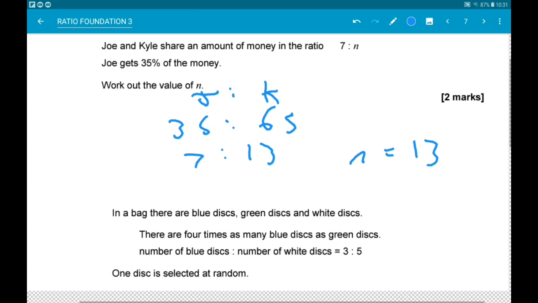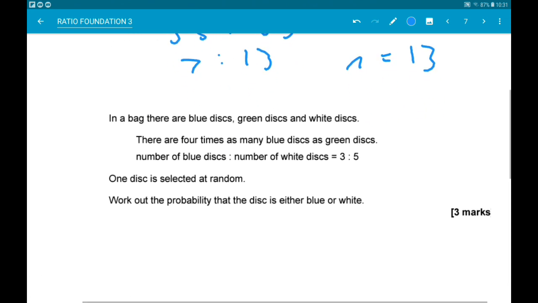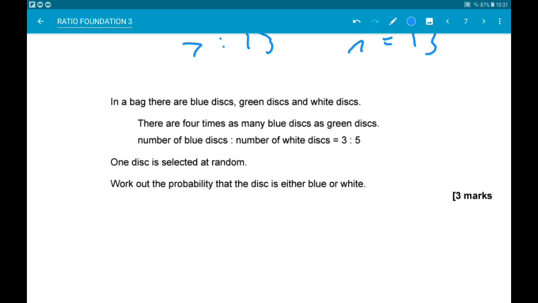Okay, then the final question, quite a tricky one again. So in a bag there are blue, green and white counters. There are 4 times as many blue as there are green. So as a ratio, blue to green is 4 to 1. And the ratio of blue to white is 3 to 1. Sorry, 3 to 5.